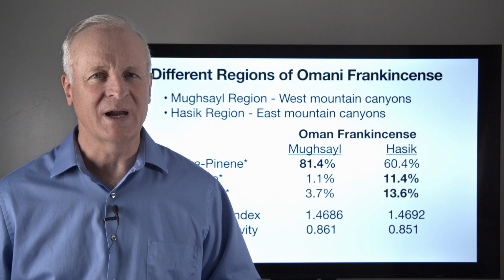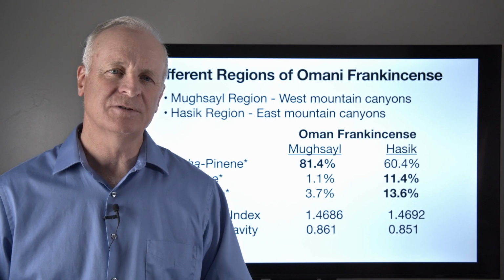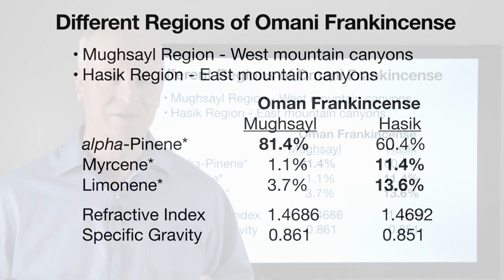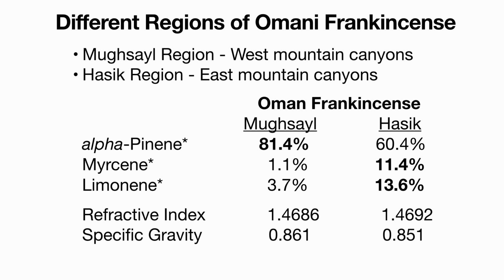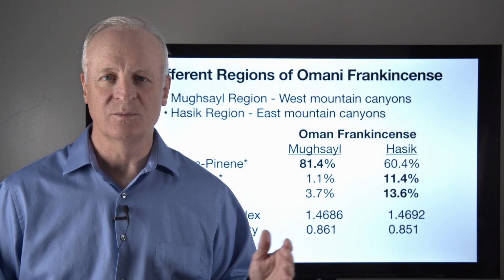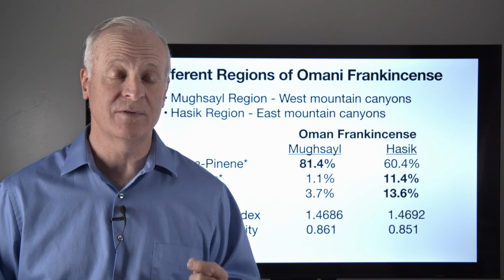Now let's look back at this data. I looked at some data in the Oman region for different frankincense. I knew from being in the open market that there was a higher price on a frankincense from the Hasik region and a lower price for the frankincense resins from the Mugsail region. These are the two columns that I've set up here. So I analyzed essential oils from these different regions, and this is what I found.